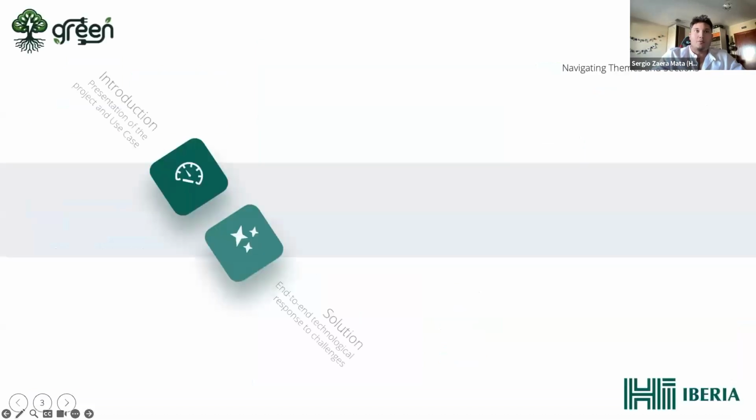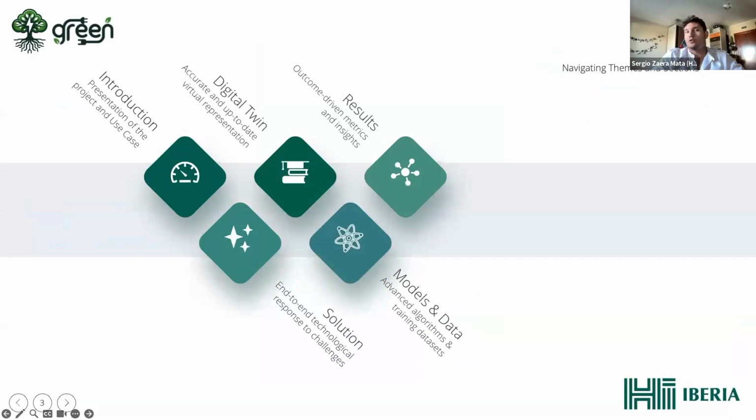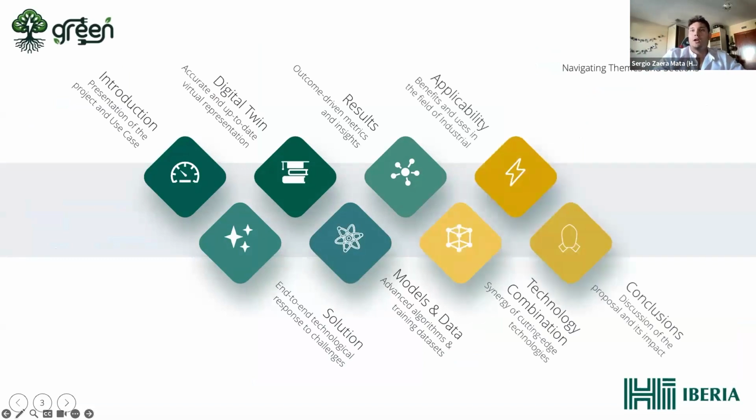So, starting with the presentation, let me give you the index so you can navigate through the items. First, the introduction, and then I'm going to explain the solution that we're preparing, show you the digital twin that we have, which is the virtual representation of the city, also the models and data that we use, the results that we have, why this technology combination is important, which is a very important part, and finally applicability and conclusions.